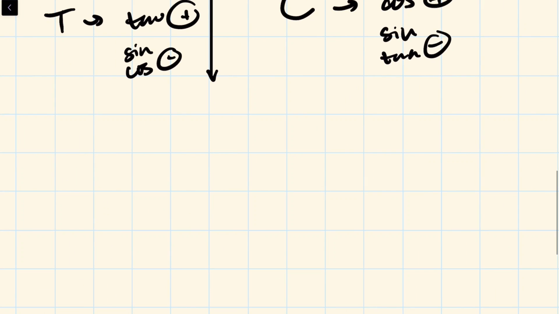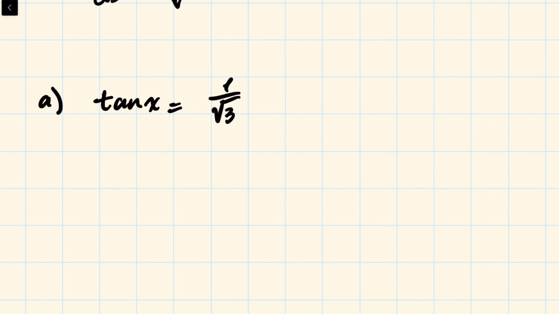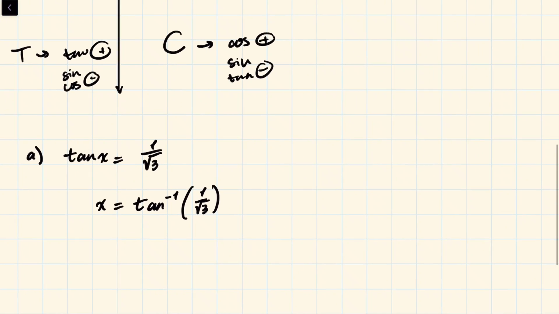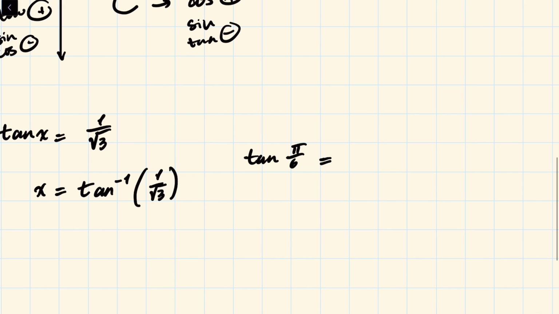Okay, so I'm going to start off simple. Label this A, I guess. We have the tangent of x, which is what we're solving for. It's 1 over root 3. Okay, and to isolate for x here, you would just take the inverse tangent of both sides, 1 over root 3 there. Okay, and we know that tangent of pi over 6, which is a special angle, is actually equal to 1 over root 3.